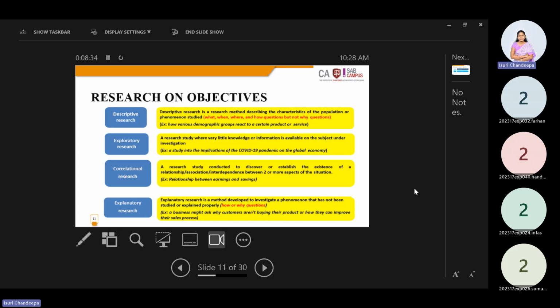Describe the population characteristics. What do you mean by the characteristics? What are the features? Very good. Education, background, age, and what else? Profession, experience. We are going to inquire about those things. Examples accordingly, descriptive studies, descriptive research.